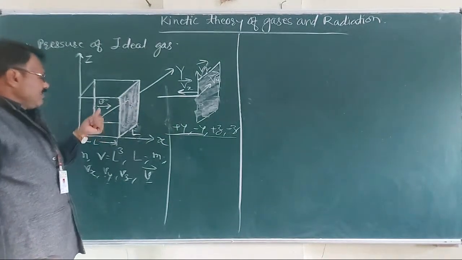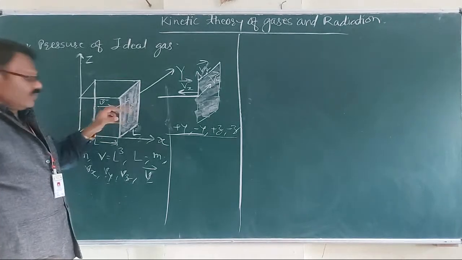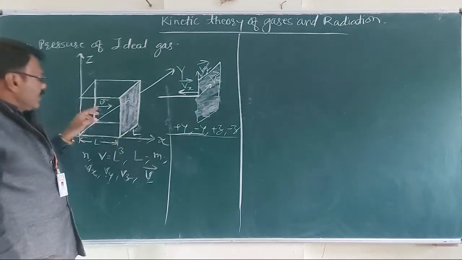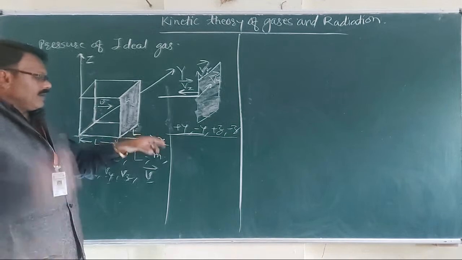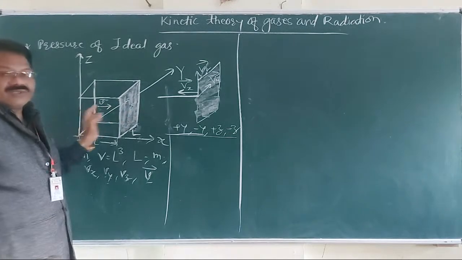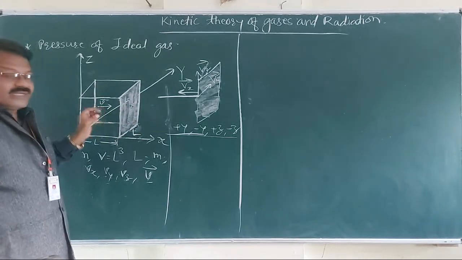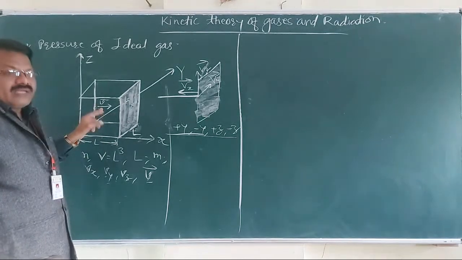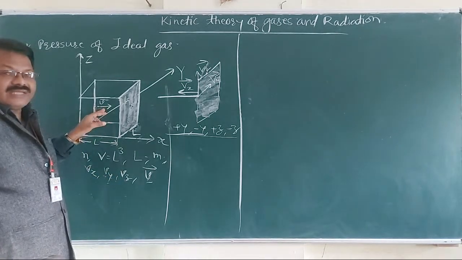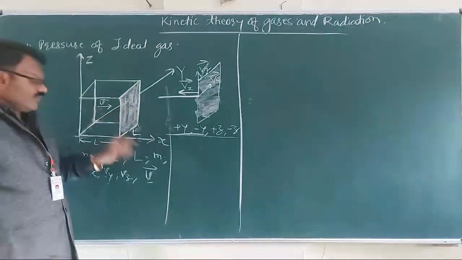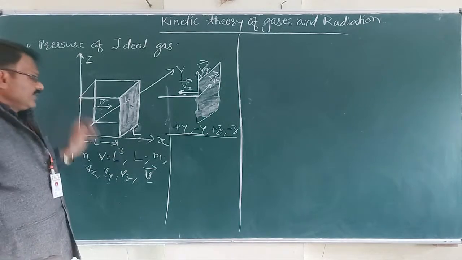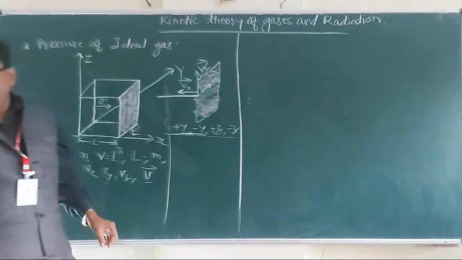Then consider a molecule moving from this place toward this shaded region. Its mass is m, and it is moving with velocity v bar. After collision, this velocity is resolved into three components: along the x axis vx, along the y axis vy, and along the z axis vz. When it collides, only vx is reversed. vy and vz are not altered. Now in this case we get the rate of change of momentum, or average.